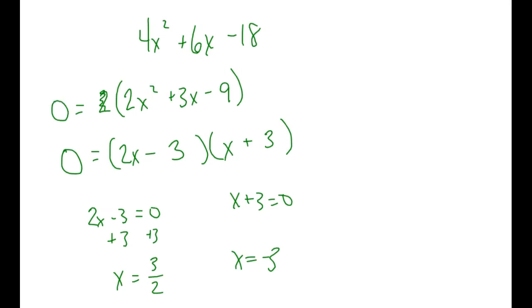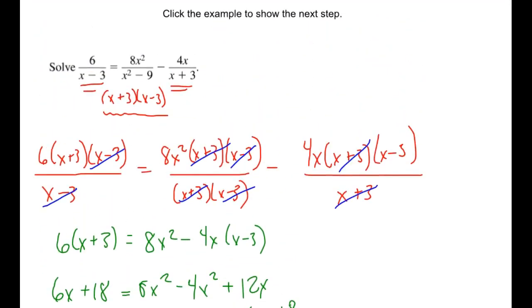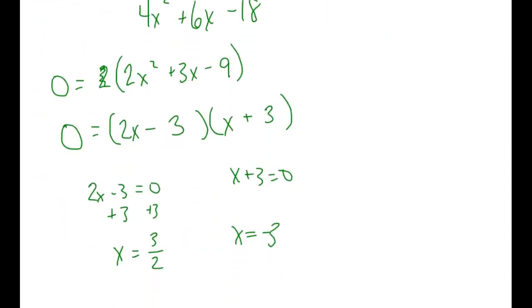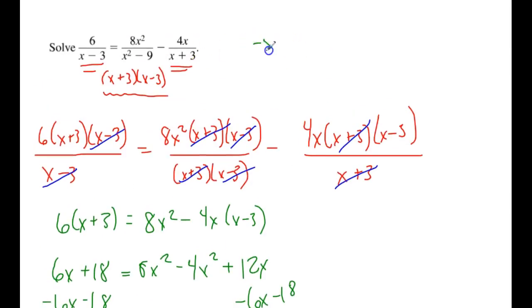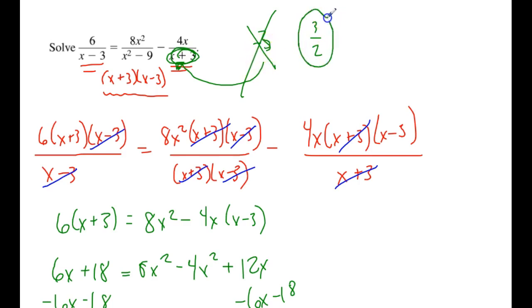So again, I want to go back to my original equation and check what I have. So I know that one of my solutions was x equals negative 3. And I also have 3 over 2. So I see if I put in this negative 3 right here for this x, I will end up with a denominator of 0, which we can't have. So I know that this is called an extraneous solution, and it doesn't work. So this only has one possible solution, which is right here.